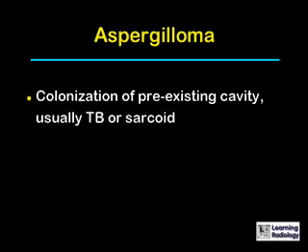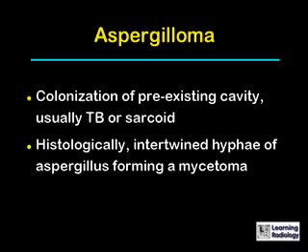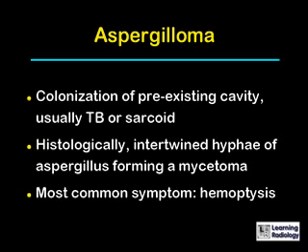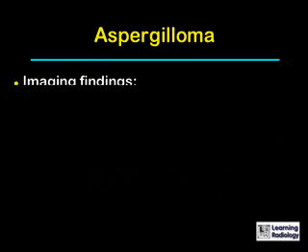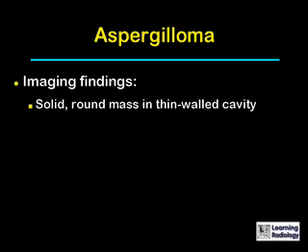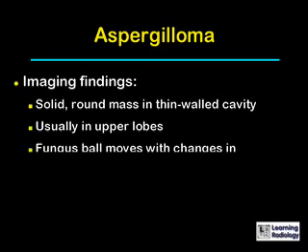Aspergillomas most frequently colonize a pre-existing cavity from TB or sarcoid. Histologically, they represent intertwined hyphae of aspergillus that form a mycetoma. The most common symptom of an aspergilloma is hemoptysis. The imaging findings are a solid round mass in a thin-walled cavity. They are usually in the upper lobes.